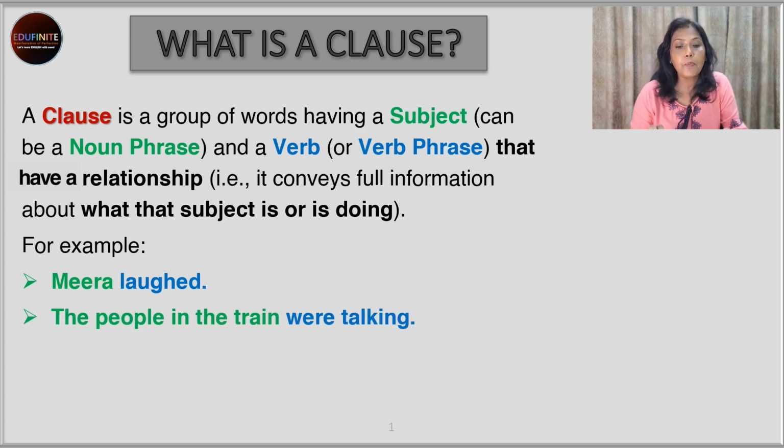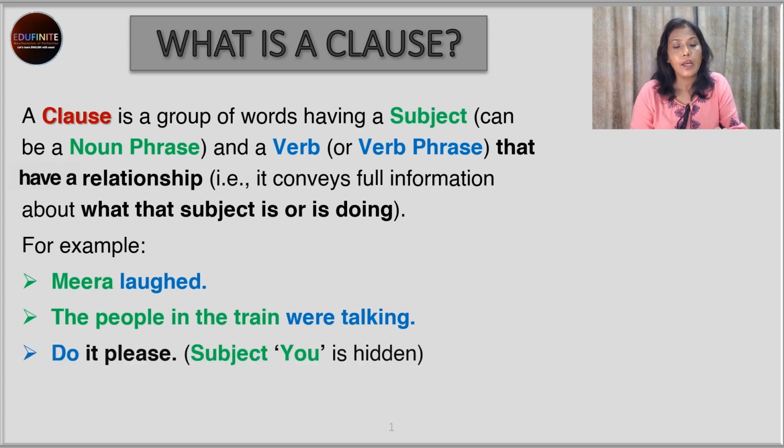The next one. The people in the train were talking. Now over here, the people in the train is the noun phrase. Okay, so it's a group of words forming a meaningful grammatical unit. So the people in the train, it conveys us some meaning, but it's not a complete meaning, or it does not give us the idea, a complete thought. So the people in the train were doing what? Were talking. Now were talking is again a verb phrase. So what is it expressing? They were talking. So the people in the train were talking. This expresses a complete thought, or it gives us the full meaning. So it is a clause.